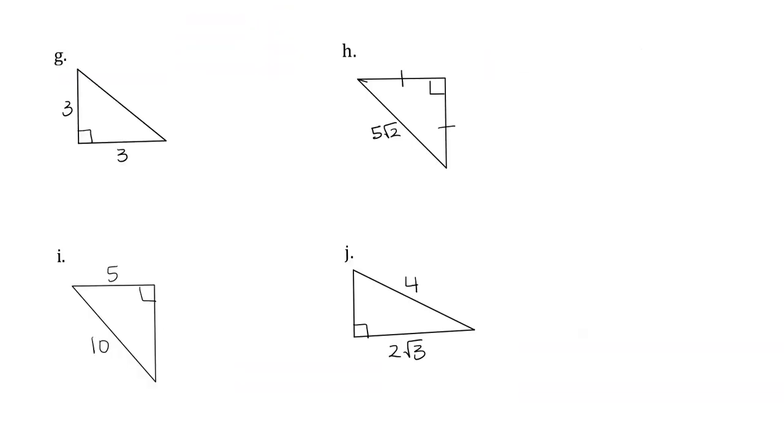Okay, G, right angle, C is across from it. Okay, so 3 squared plus 3 squared equals c squared. 9 plus 9. Okay, let's square root it. Square root of 18 is irrational. Does it simplify? It's 9 times 2, so it's 3 square root 2.